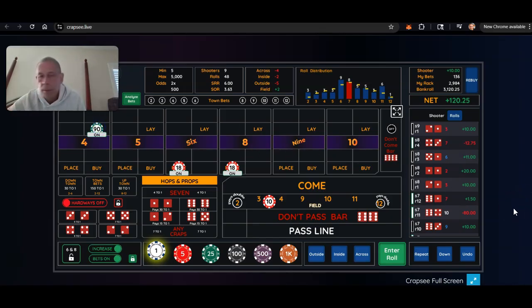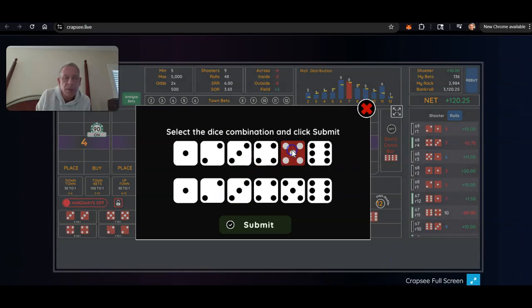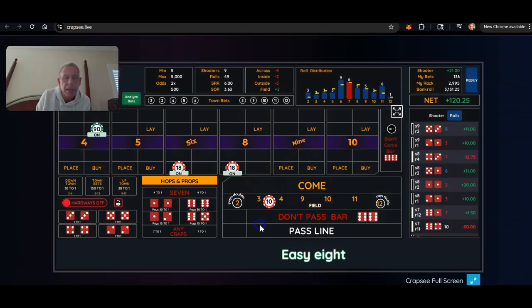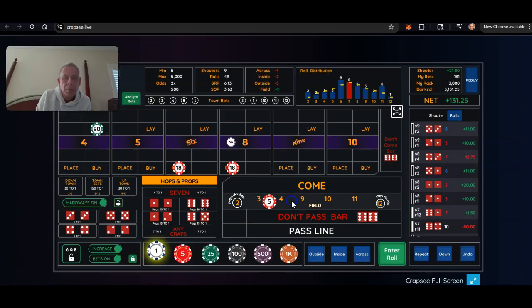And let's keep going. Whoops, where's the dice? There we go. 538. Lose the field. Make money on the 8. Easy 8. Replace the field. And reduce this to 80.